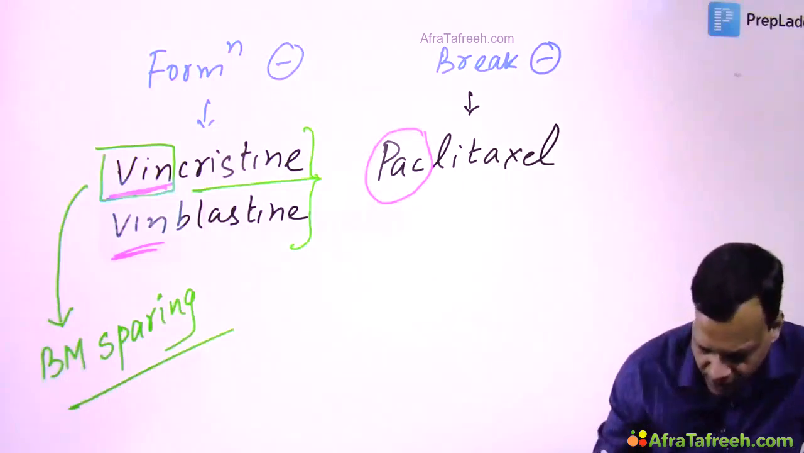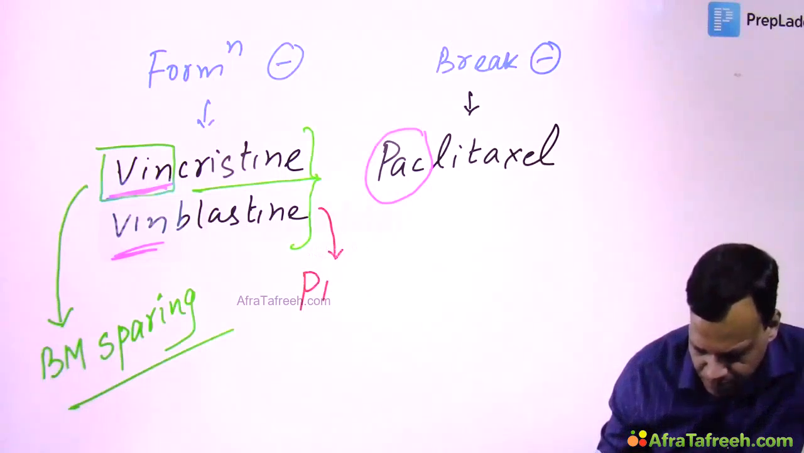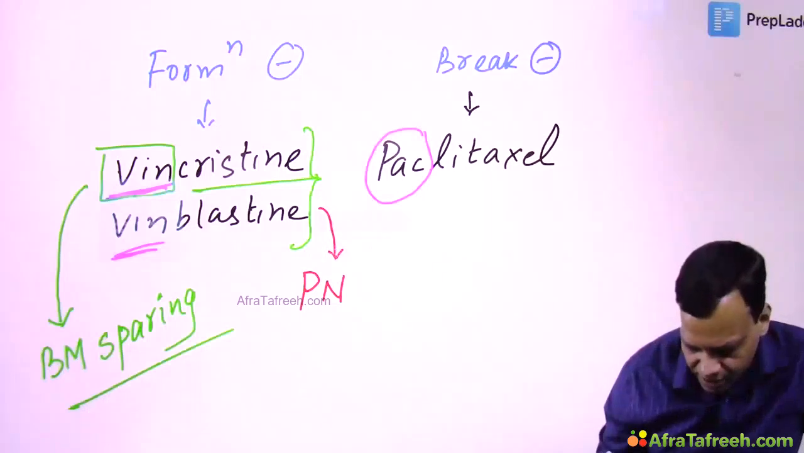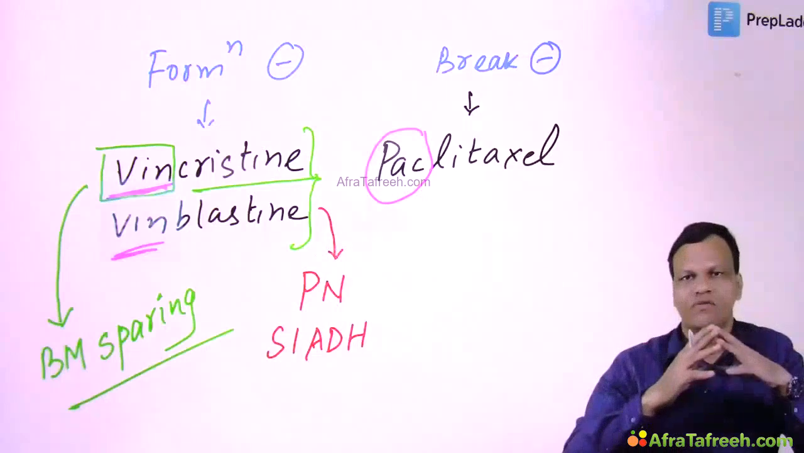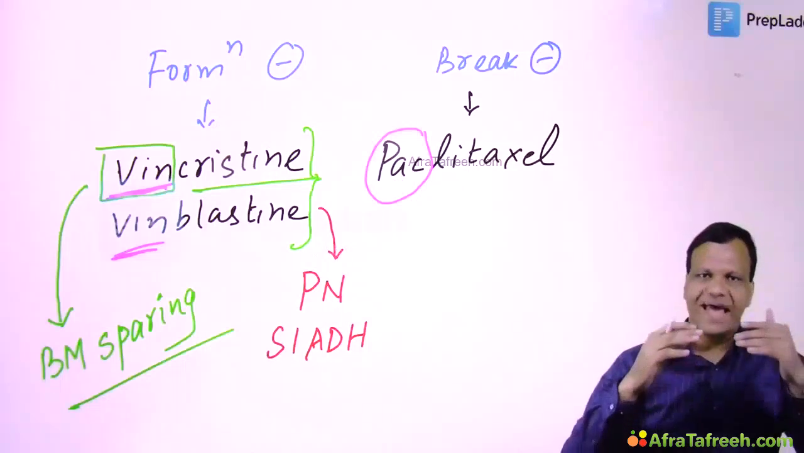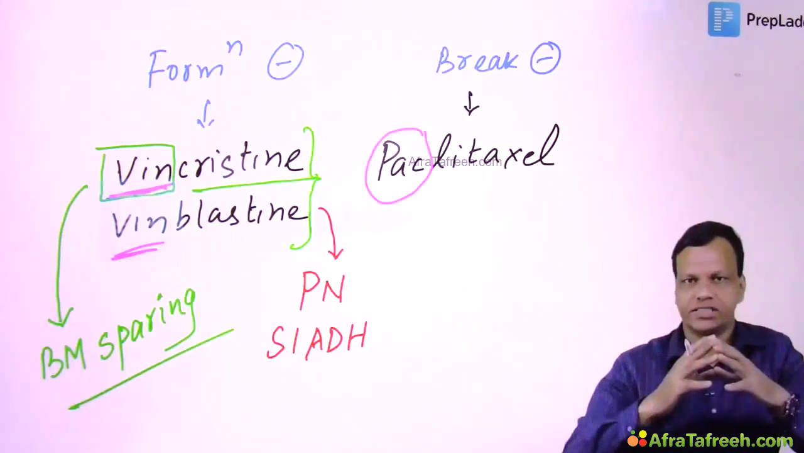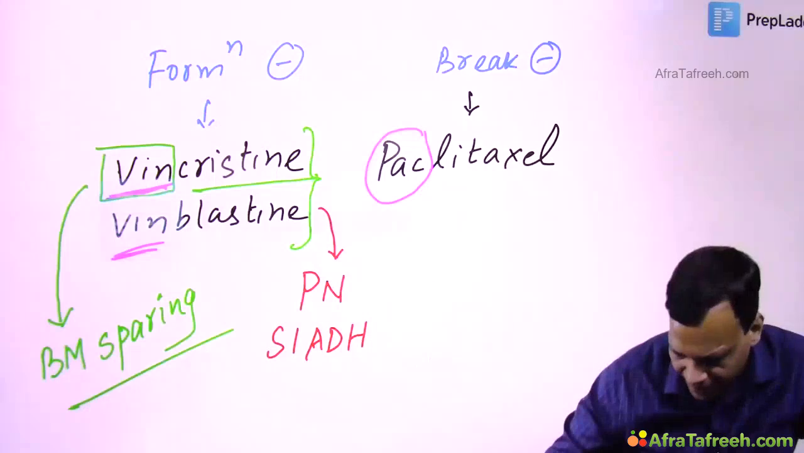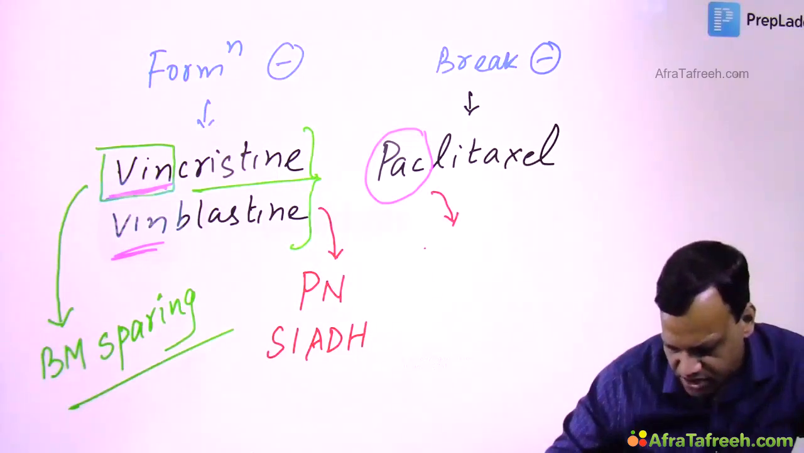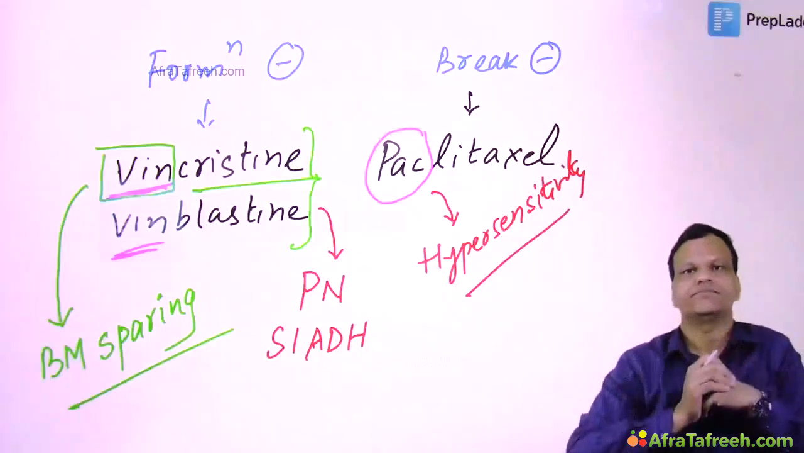Now this group, the vinca alkaloids, vincristine and vinblastine, have two special side effects, that is peripheral neuropathy and syndrome of inappropriate ADH secretion. Vincristine does not cause bone marrow suppression, but vincristine as well as vinblastine can cause peripheral neuropathy and SIADH. Okay. On the other hand, paclitaxel is associated with severe hypersensitivity reaction. Hypersensitivity reaction can occur with paclitaxel. Okay.